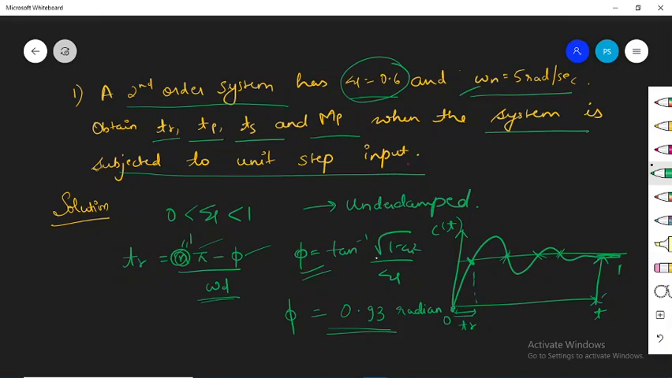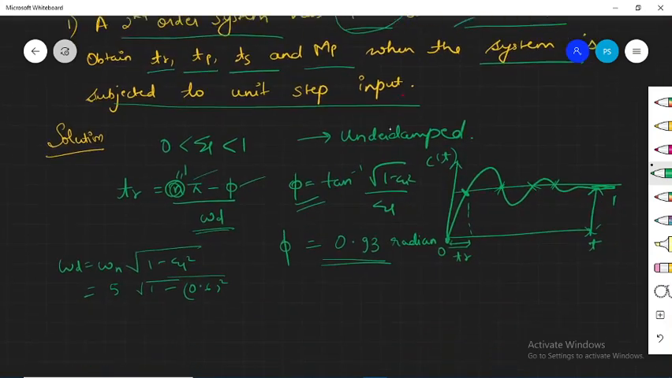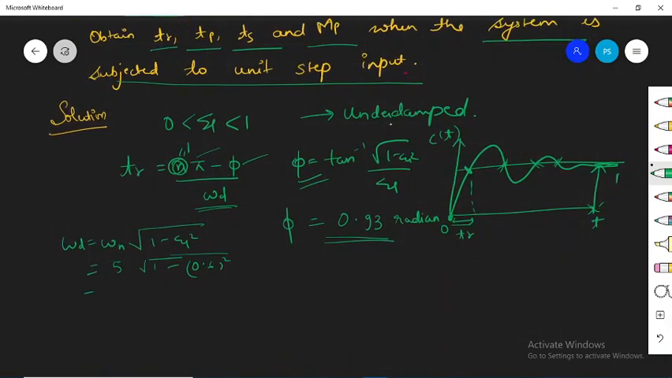So we got the value of phi. In the denominator we have got omega d. Now we know that omega d is equal to omega n under root of 1 minus zeta square. In the question we have been given the value of omega n and the value of zeta. So you can substitute omega n as 5, under root 1 minus zeta square, zeta is 0.6, so this squared. If I solve this, I'll get the value of omega d as equal to 4.